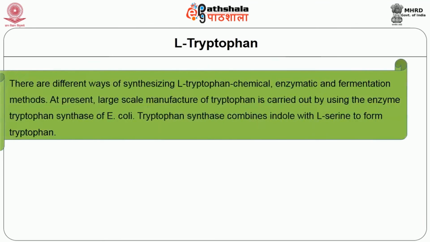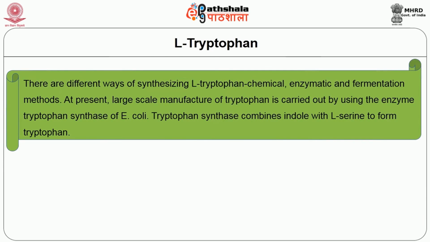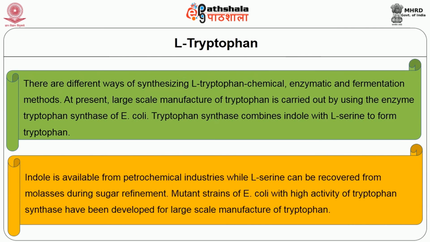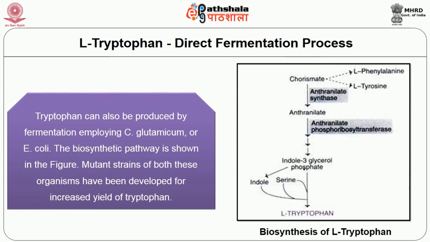Coming to tryptophan, there are different ways of synthesizing L-tryptophan: chemical, enzymatic and fermentation methods. At present, large-scale manufacture of tryptophan is carried out by using the enzyme tryptophan synthase of E. coli. Tryptophan synthase combines indole with L-serine to form tryptophan. Indole is available from petrochemical industries, while L-serine can be recovered from molasses during sugar refinement. Mutant strains of E. coli with high activity of tryptophan synthase have been developed for large-scale manufacture of tryptophan. Tryptophan can also be produced by direct fermentation employing Corynebacterium glutamicum or E. coli. The pathway is shown in the figure. Mutant strains of both these organisms have been developed for increased yield of tryptophan.